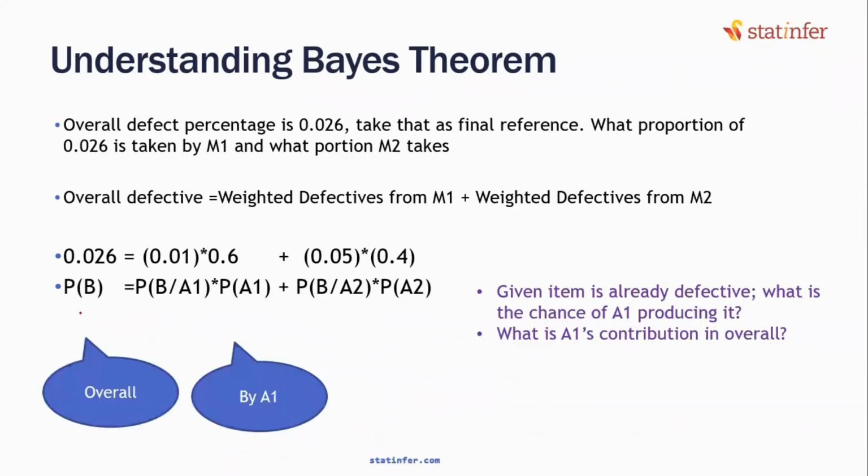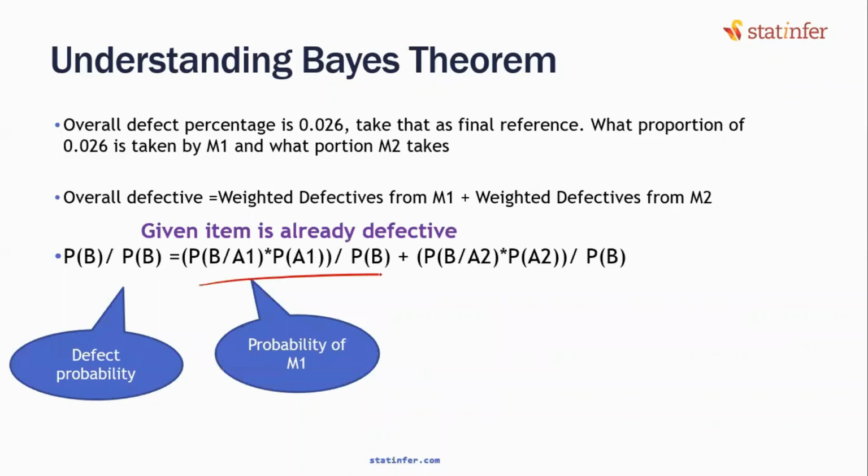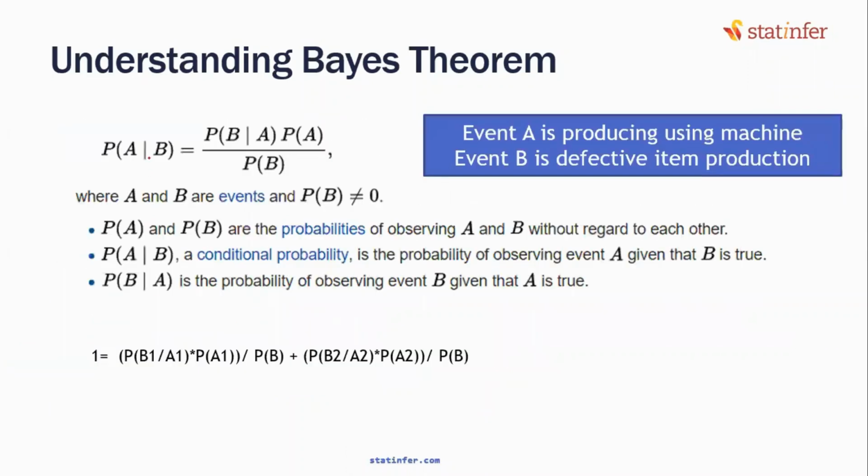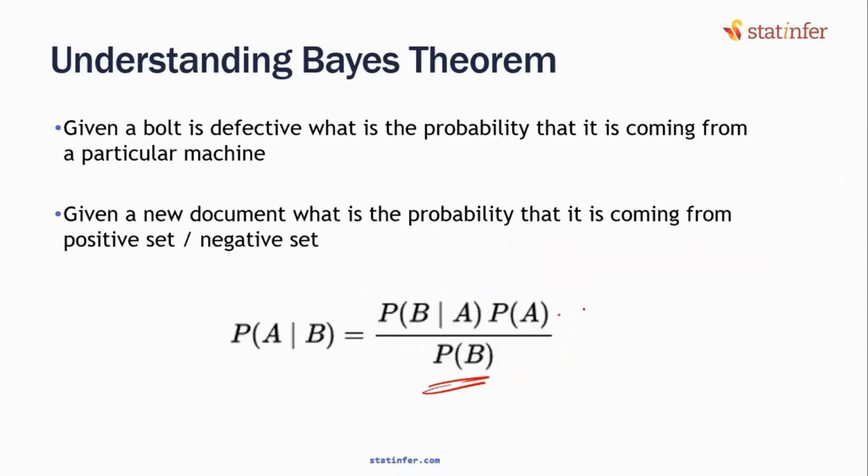So this side you have to make it 1, divide both sides by probability of B. This is the Bayes theorem probability. Probability of Ai given B is equal to probability of B given Ai into probability of Ai divided by probability of B. That is the Bayes theorem. Obviously, we don't need to memorize everything, but we need to understand how that theorem came up. Out of overall, this much is the A1 contribution, and this much is the A2 contribution. That's what Bayes theorem will tell us.